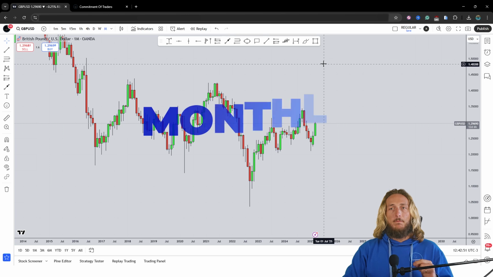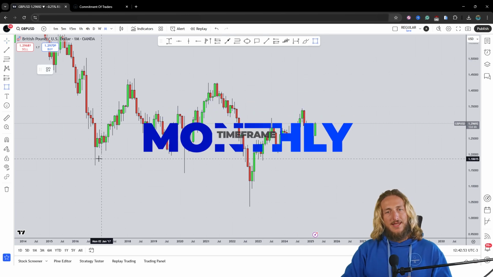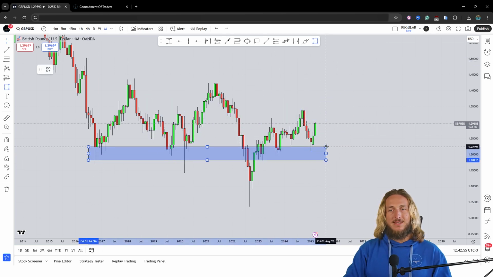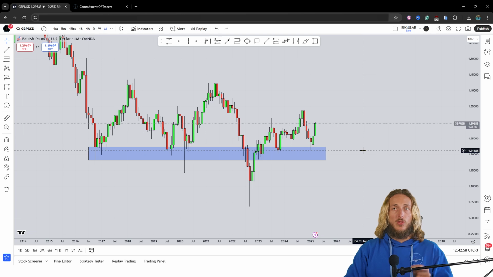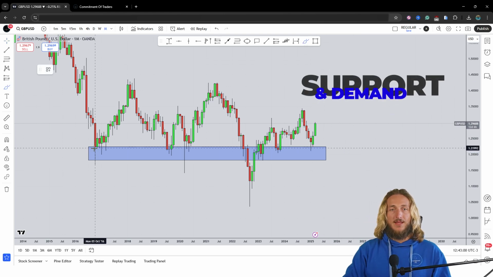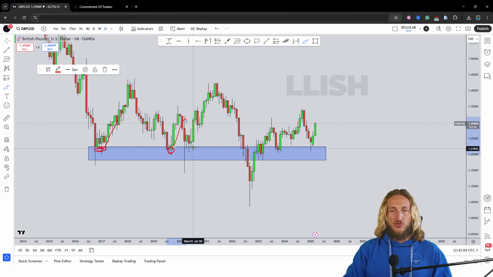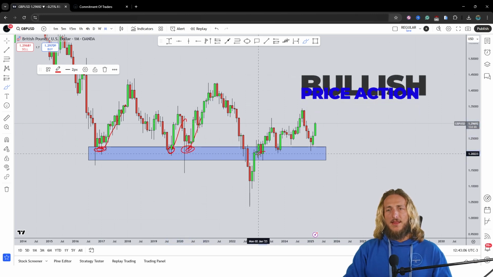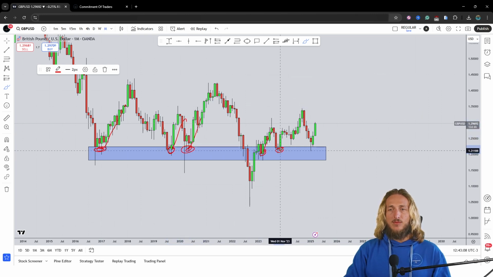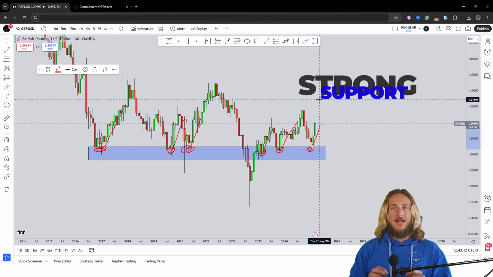Starting here from the monthly time frame, what we can see is that we have a market which at the moment is testing a quite strong historical monthly support and demand area. From here, in fact, all these previous rejections to the upside were created, and what we can notice is that at the moment the market is testing and rejecting to the upside the exact same level.